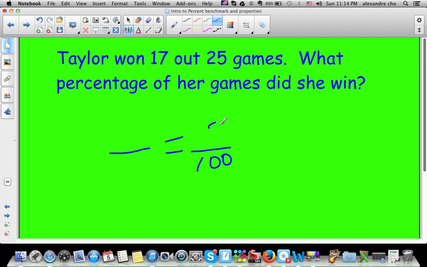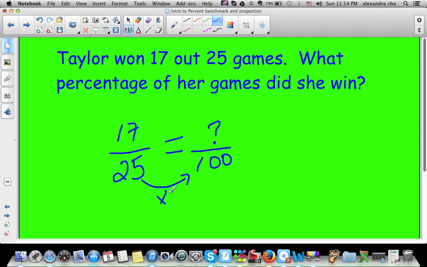Percent is what we're missing, so you want to put a question mark, you can. Leave it blank if you want. And then 17 out of 25. 17 is the part that she won, and 25 was the total number of games. Remember, it's always part over total. And again, look for the relationship.